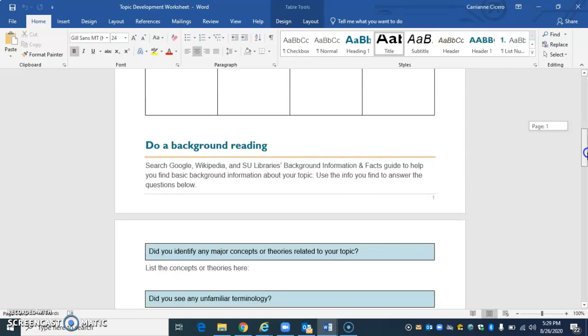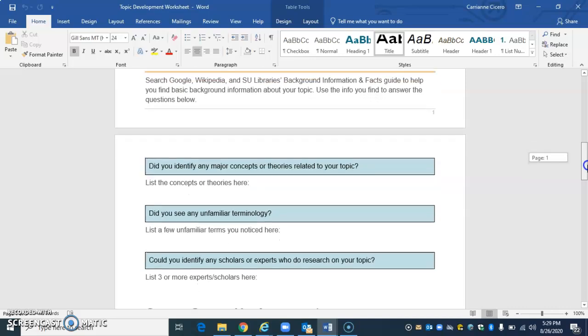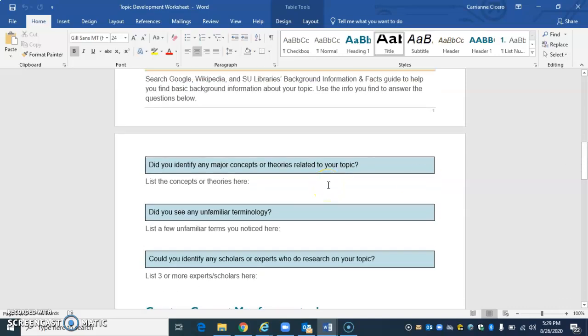Next, I want you to do a background reading. I want you to do a Google search, Wikipedia, use libraries, anything, just to give you basic background information on your topic. I want you to be able to see what resources are out there because, again, if you don't have sources that can support your topic, it's not going to be a good topic to pick for this assignment. And then I just want you to answer these.